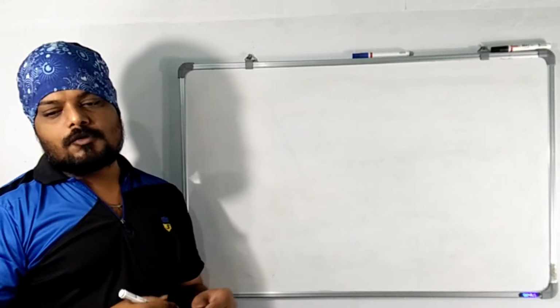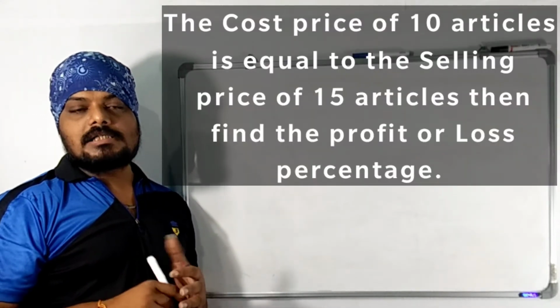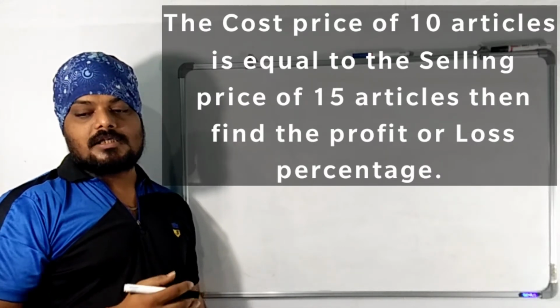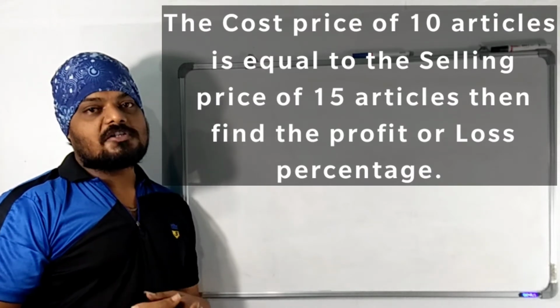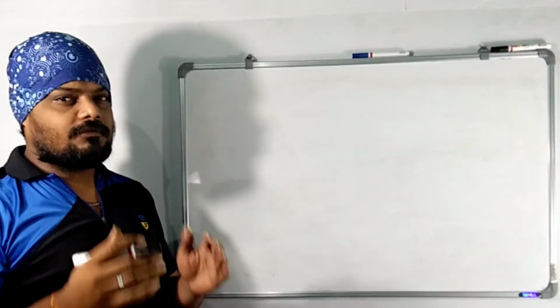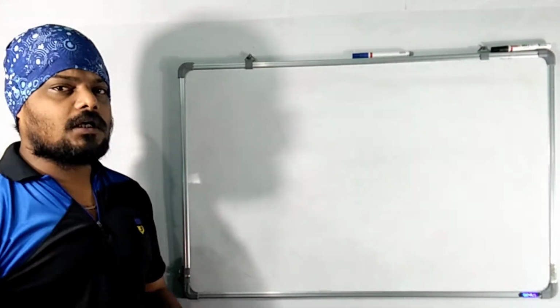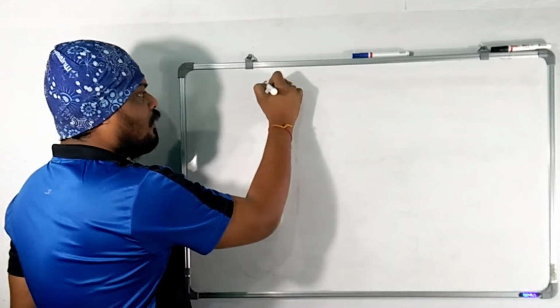Here is today's first word problem. So question is, the cost price of 10 articles is equal to the selling price of 15 articles. Then find the profit or loss percentage. So here actually we will try to understand this question very perfectly. First of all, understand the first condition. What is the first condition in the question?